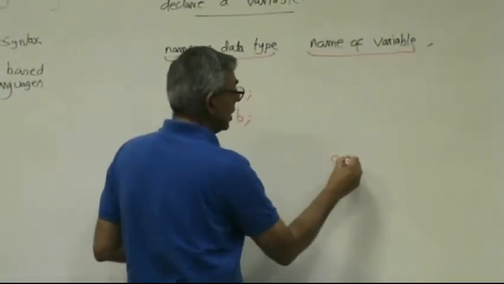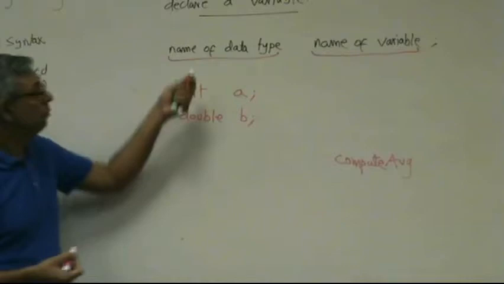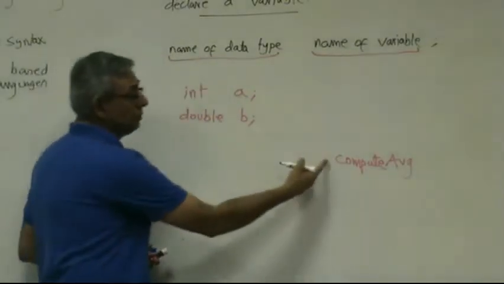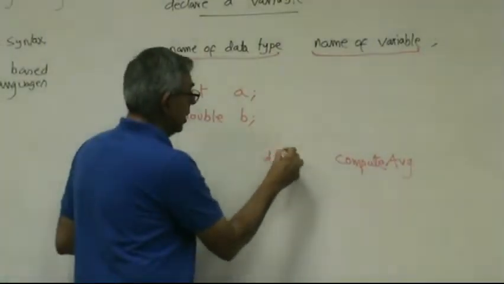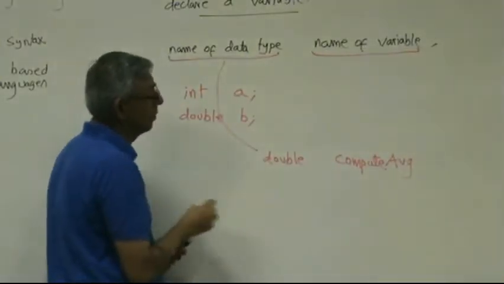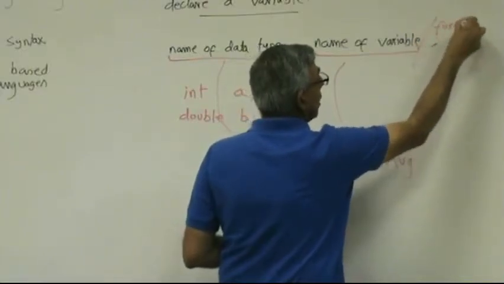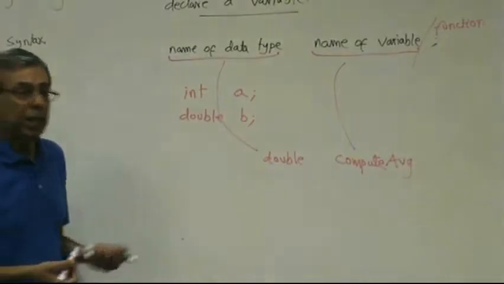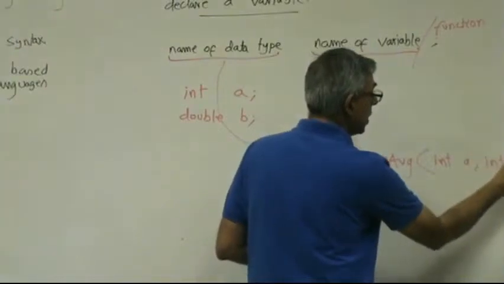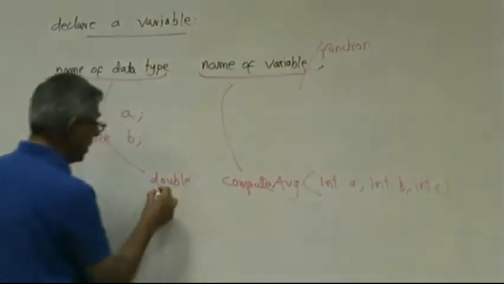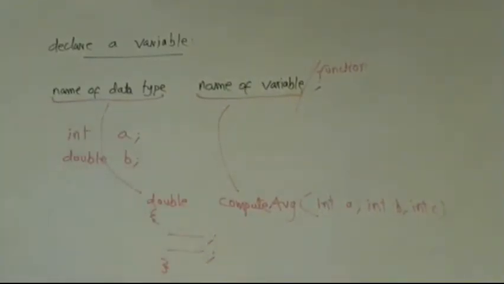So the name of the function is computeAvg, okay? What data it will return comes before the name of the function. So if we are taking the average of three numbers, it will most likely be double. So double computeAvg. You can see the name of the data type comes first, followed by the name of the variable or name of the function. Okay. And then, if it is a function, what parameters will it take? If it will take three parameters in C, and then whatever statements you are writing. So this is how we'll declare a function, right?